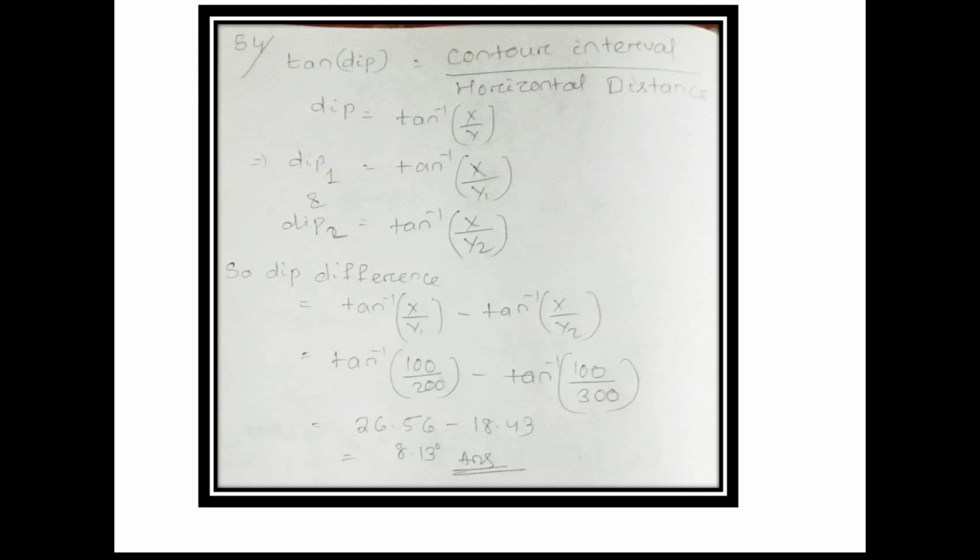Now dip equal to tan inverse x by y, right? Now for case 1, that is for dip 1, we will have tan inverse x by y1, and for dip 2 we will have tan inverse x by y2. So the dip difference equals tan inverse x by y1 minus tan inverse x by y2. And if you put the values, then you will get the value of dip as 8.13 degree.